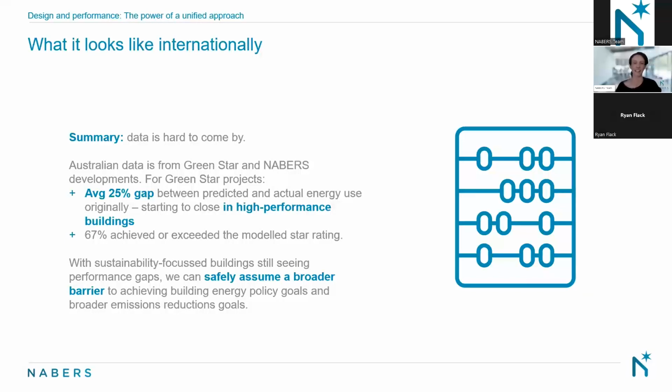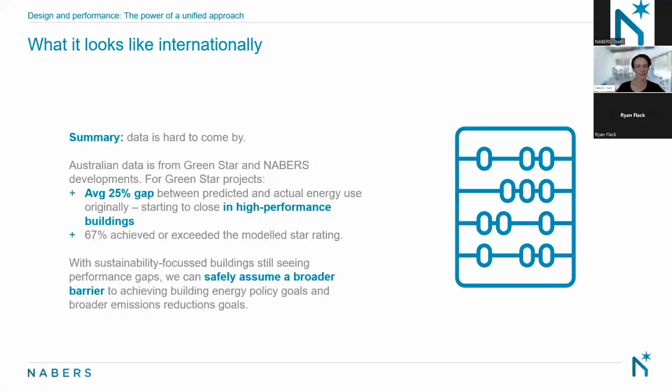When we zoom into Australia, I'll start by saying that there are some amazing studies, but the overarching theme is that data is really hard to come by. What I mean by that is that the data we have tends to be from people who really care about this issue, so they're doing all the right things. They are trying to measure how much energy they'll be using when they're eventually performing, and they're actually measuring that once they start operating. To be doing both of those things, you're looking at projects that have sustainability targets and an interest in sustainability. So we've got great data, but I will say it's a little bit skewed.